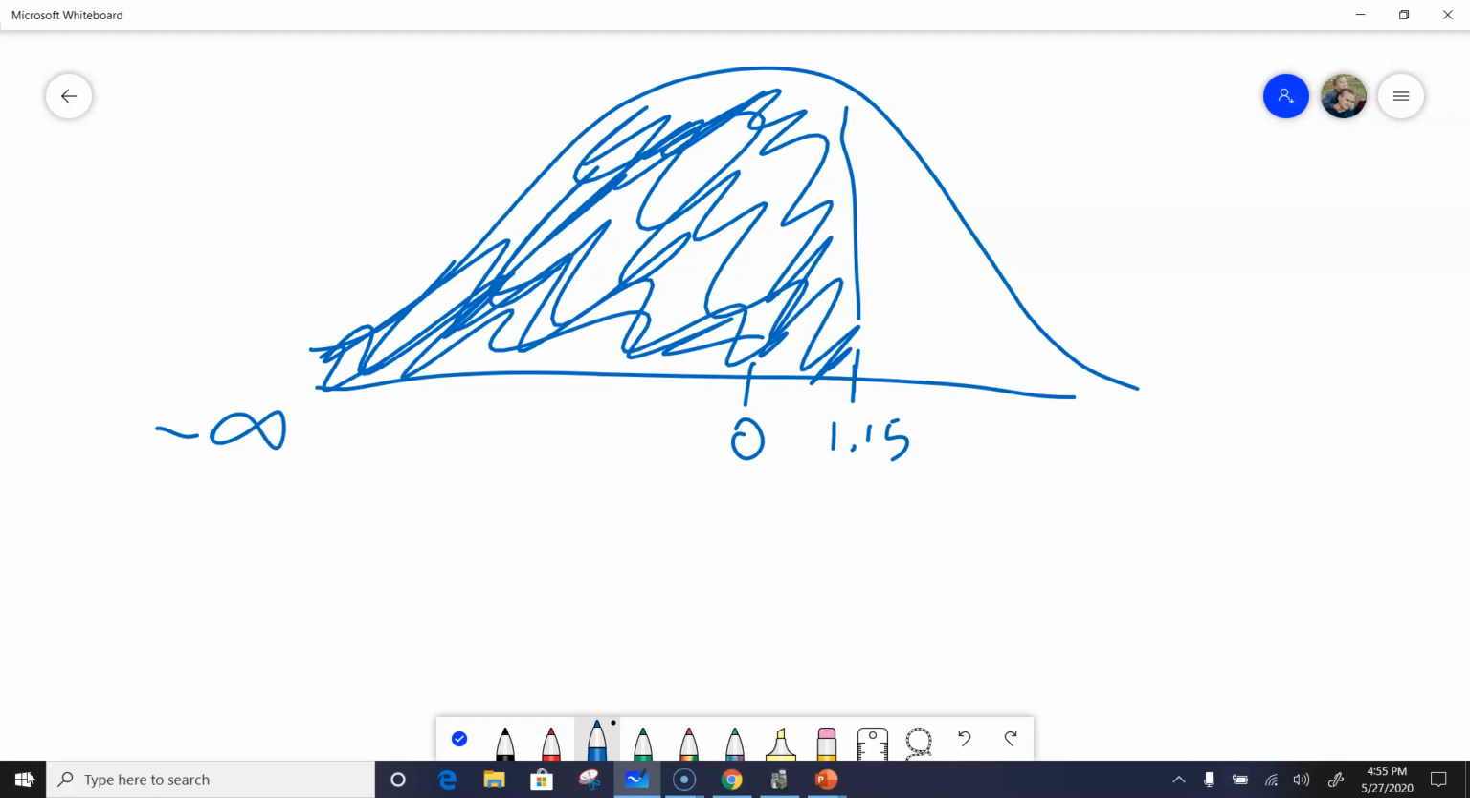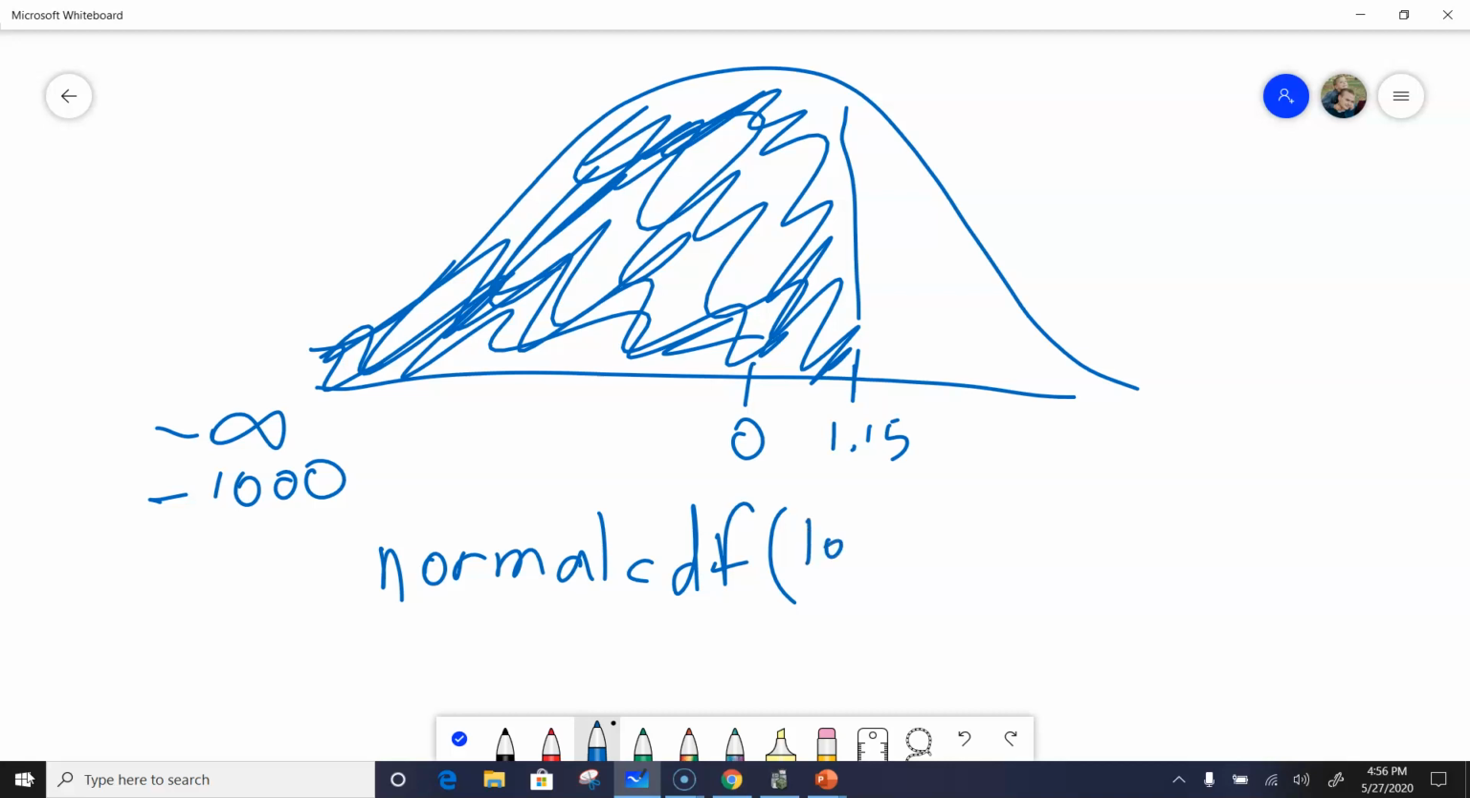But if your calculator doesn't allow you to put that in there, you can just put something really big like negative 1,000. Okay, but that area to the left continues to go on. So what we tell the calculator, just like in the last chapter we had binomial CDF, there is a normal CDF, but this one's actually easier to use. And we would put in our lower limit, we would put in the upper limit, and then we enter the mean and the standard deviation.